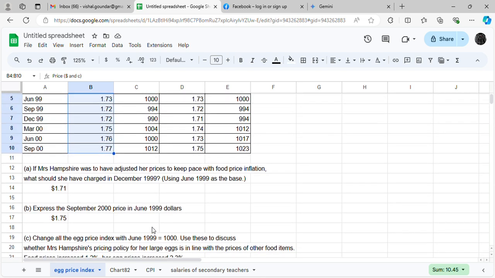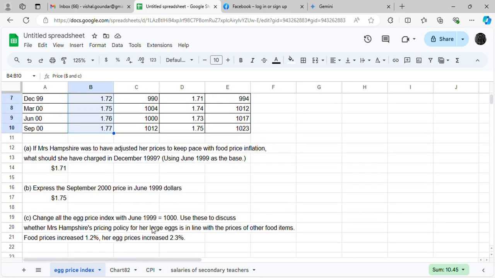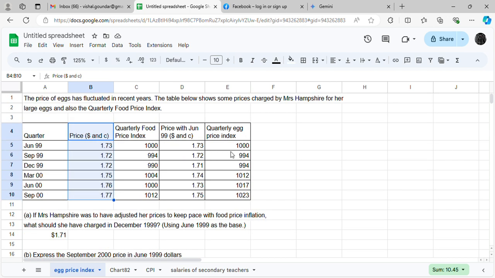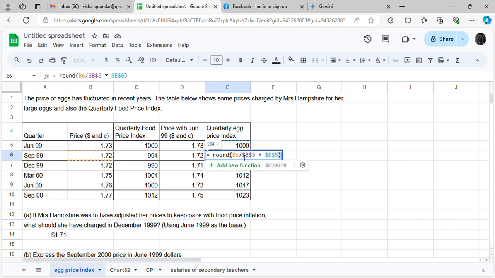Change all the egg price index with June 1999 equal 1000. Use this to discuss. So we want to change the egg price index June 1999 equal 1000. So what we do, the price of the egg for the quarters divided by the price of the egg in June 1999 multiplied by the quarterly egg price index for June 1999, that's 1000, and we round it off to the whole number, and we do the same for all other cells.